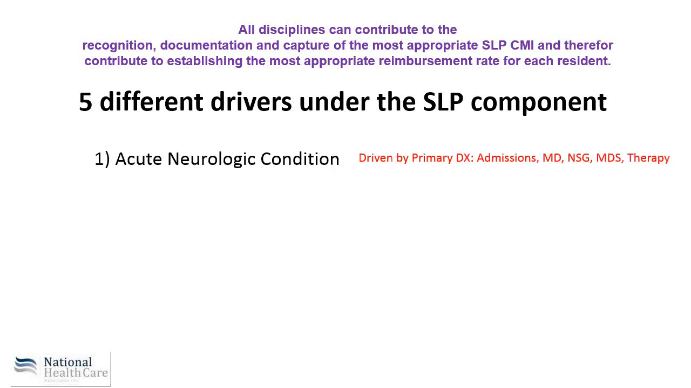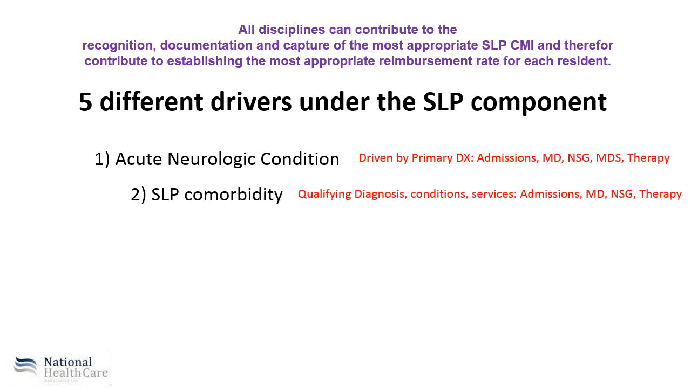So those 5 drivers are acute neurologic condition, and this is driven by primary diagnosis. Your admissions folks, your doctors, your nursing, your MDS coordinator, and your therapy folks are going to collaboratively work on identifying the diagnosis that is the main reason the person was admitted to the nursing home.